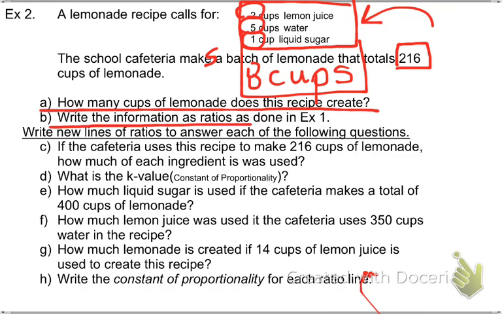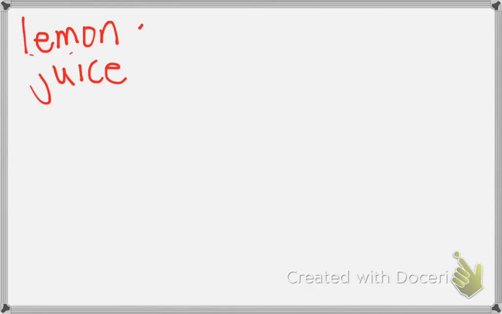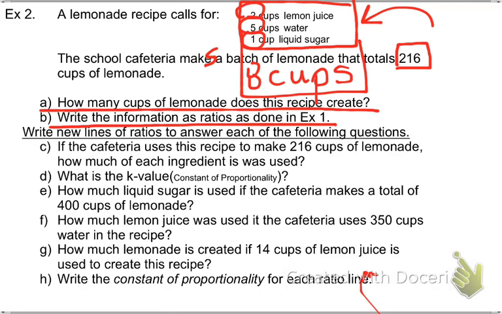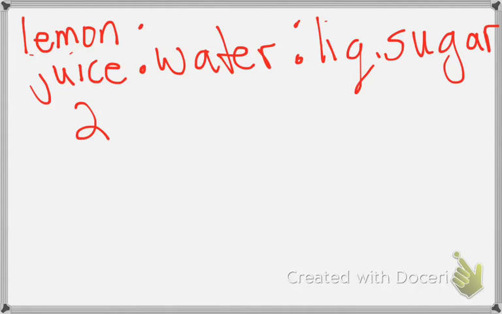Write the information as ratios as done in example 1. So we've got lemon juice, water, liquid sugar. Lemon juice, water, liquid sugar. And that is 2 cups, 5 cups, 1 cup. 2, 5, 1. And these are cups.